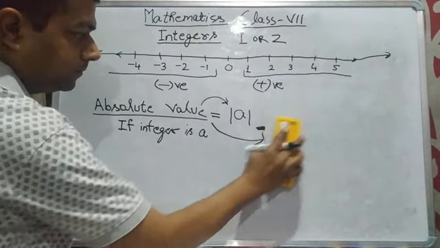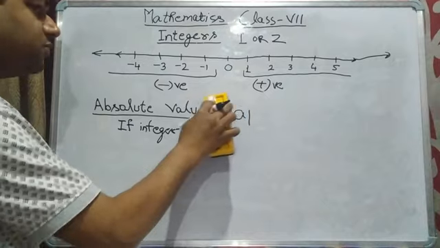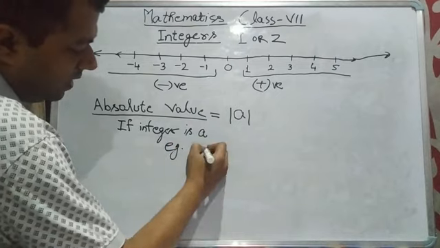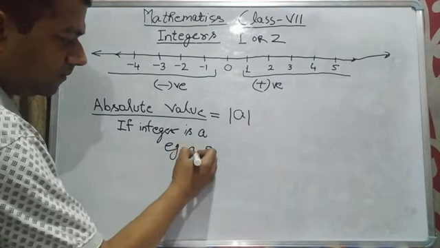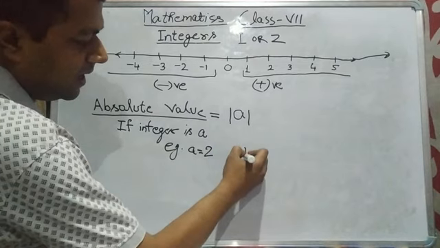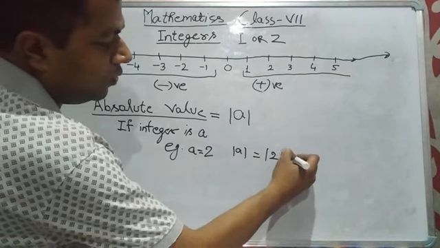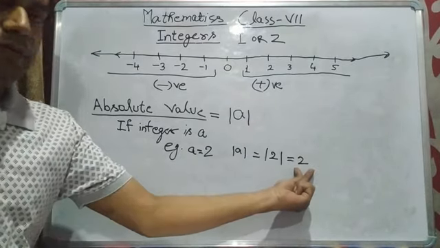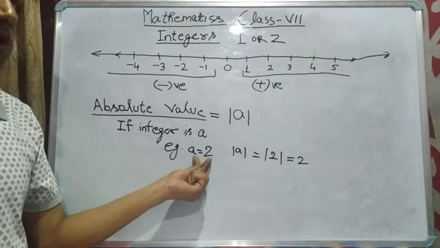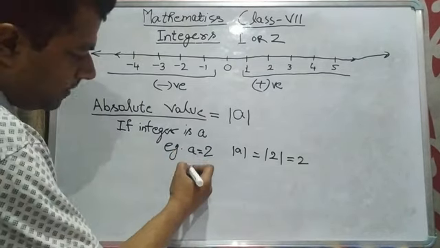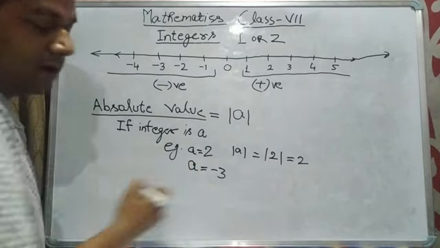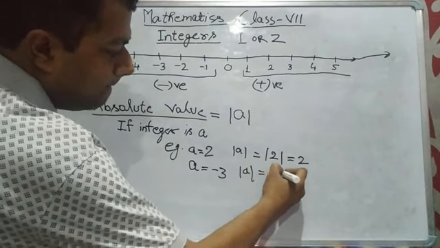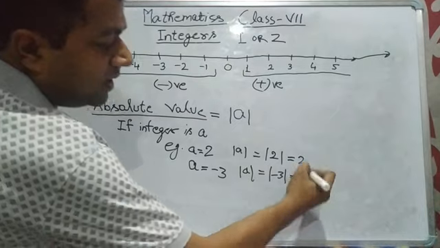Now see further. How to find the absolute value? For an example, we are taking a as 2. 2 is an integer. Then modulus of a, modulus of 2, is equal to 2. We always give the positive result, whether the integer is negative or positive. Another example, if a is equal to minus 3, then modulus of minus 3 is plus 3.